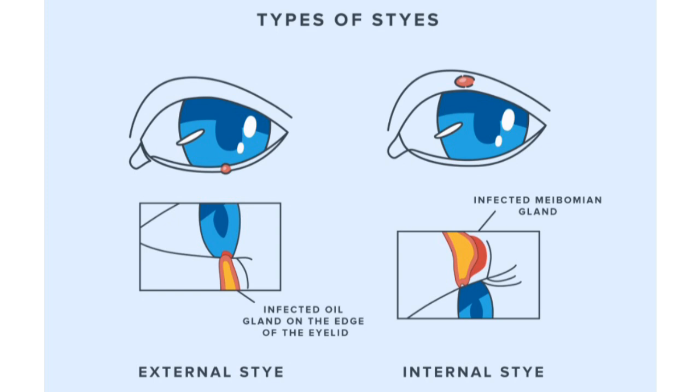The external stye is that little pus-filled raised lump on the eyelid, and the glands affected in external stye are going to be the Zeis glands or the Moll glands, and again it's going to cause this external raised pus-filled bump on the outside of the eyelid. In internal stye, meibomian glands get affected.